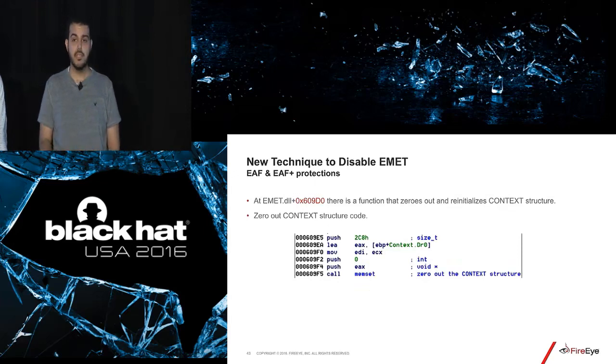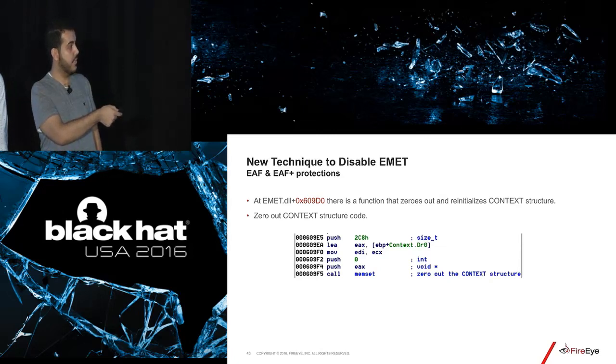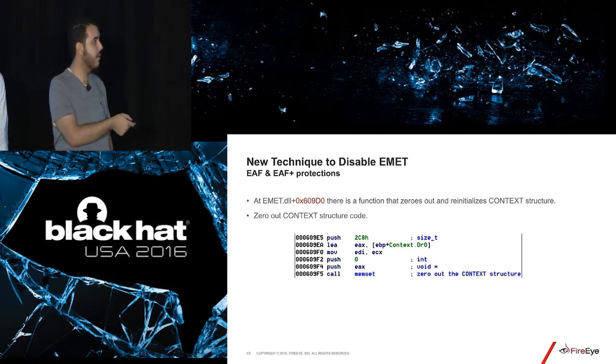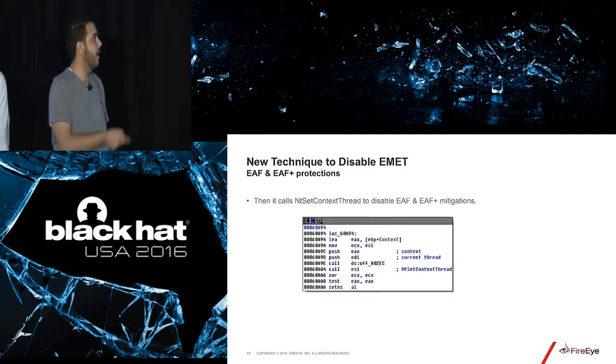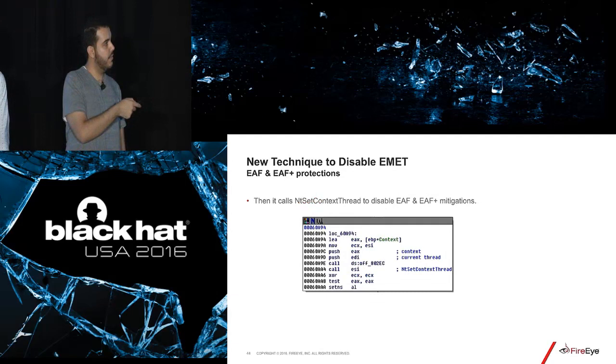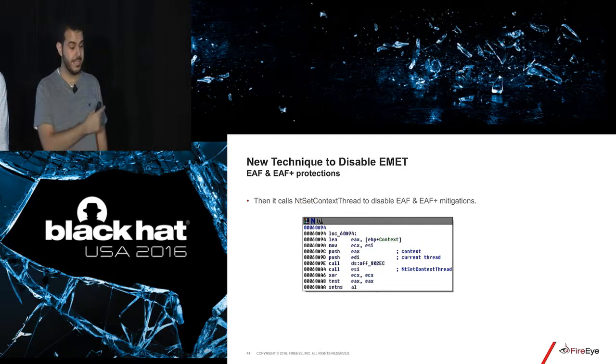To disable the EAF protection, which uses the debugging registers, EMET continues with the unloading code. At this offset of the EMET DLL, EMET zeroes out the context structure we discussed earlier, using memset. Then EMET calls NtSetContextThread to set that zeroed-out context on the current thread, to make it effective and disable the EAF protection.